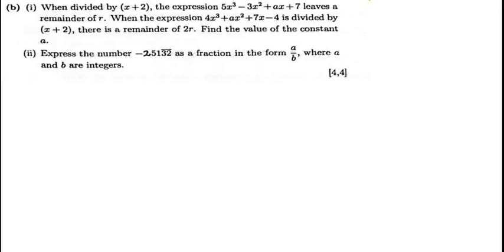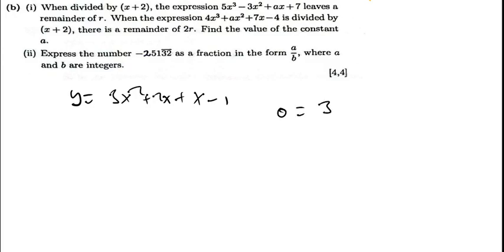And remember, we are saying that when you have an expression y equal to 3x squared plus 2x plus maybe x minus 1, if the remainder is 0, that's the reason why we equate this equal to 0. So now at this point, we're going to equate this equal to what we have been told, that is the remainder.